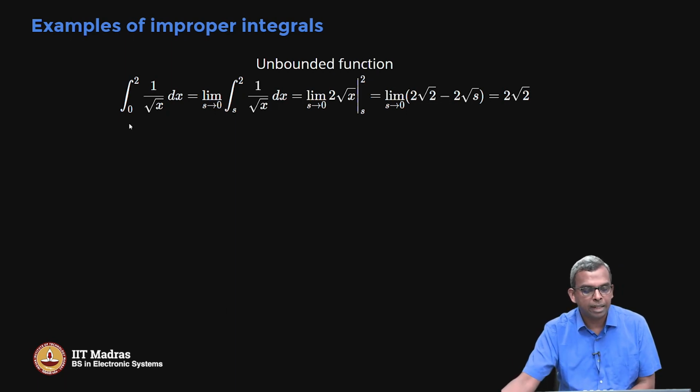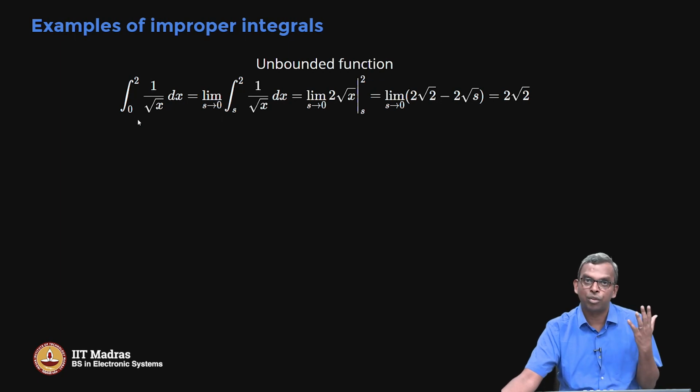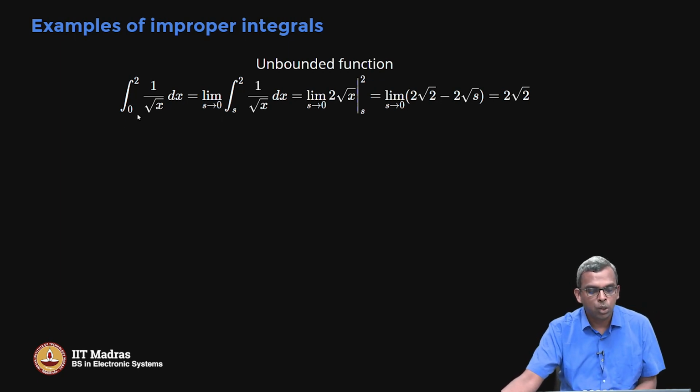Here is an example: integral 0 to 2 of 1 by root x. First thing, you have to convince yourself that this is an improper integral. Why? Because at 0 this is going unbounded. We do not have a way of doing proper Riemann sum definitions when functions go unbounded. It will go off to infinity, it does not work. So, we cannot do it correctly.